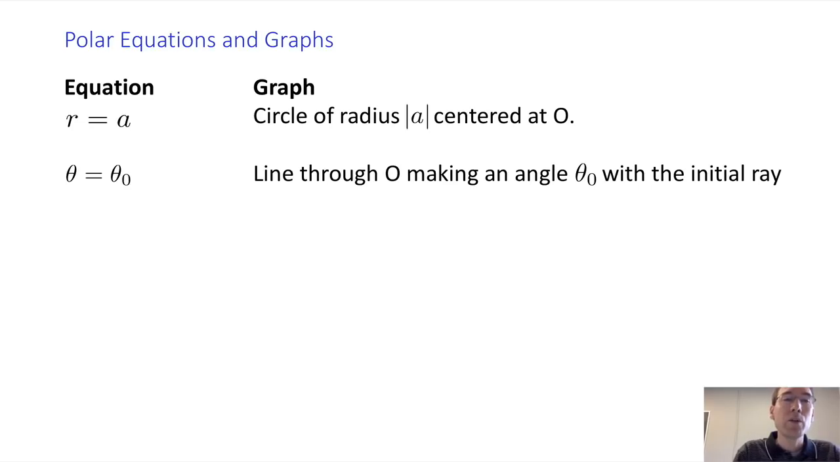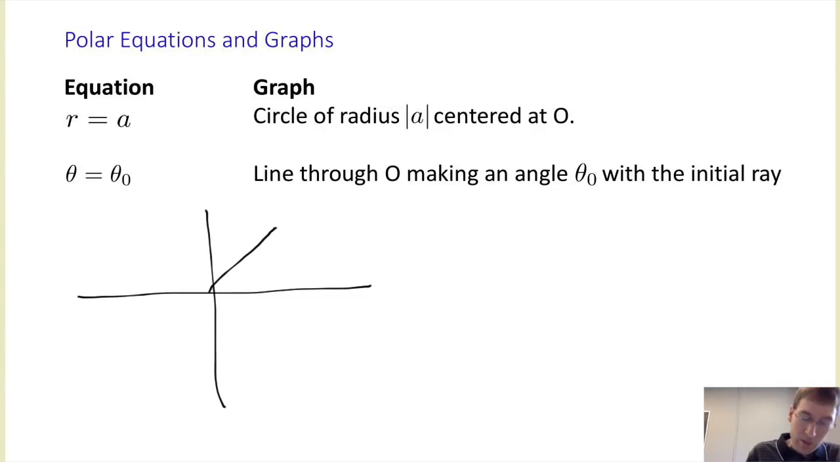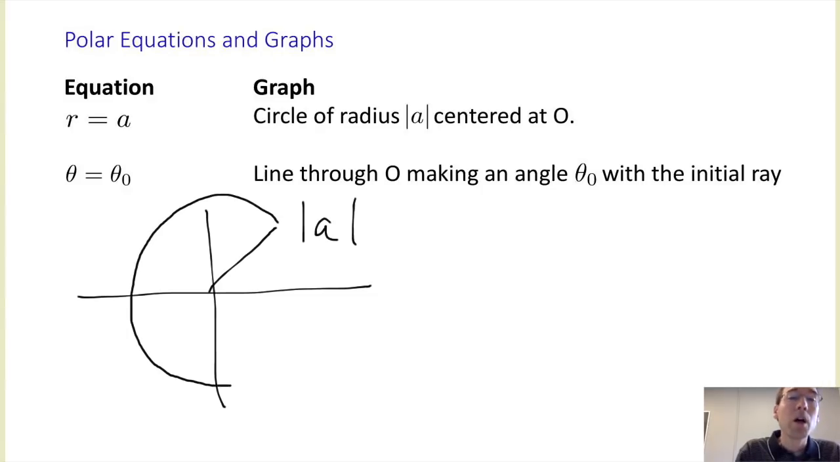In the next video, we'll discuss graphing in polar coordinates in more detail. So for now, I'll just discuss a few basic polar equations. The first equation is r equals a. Here we fix r at a constant value of a, and we let theta vary. So as theta varies over any interval of length 2 pi, the point P traces out a circle of radius absolute value of a centered at the origin.